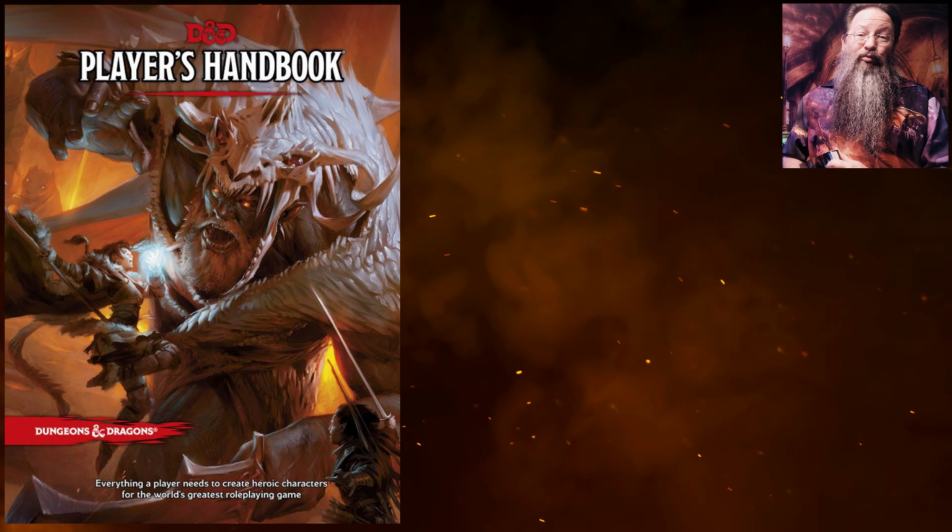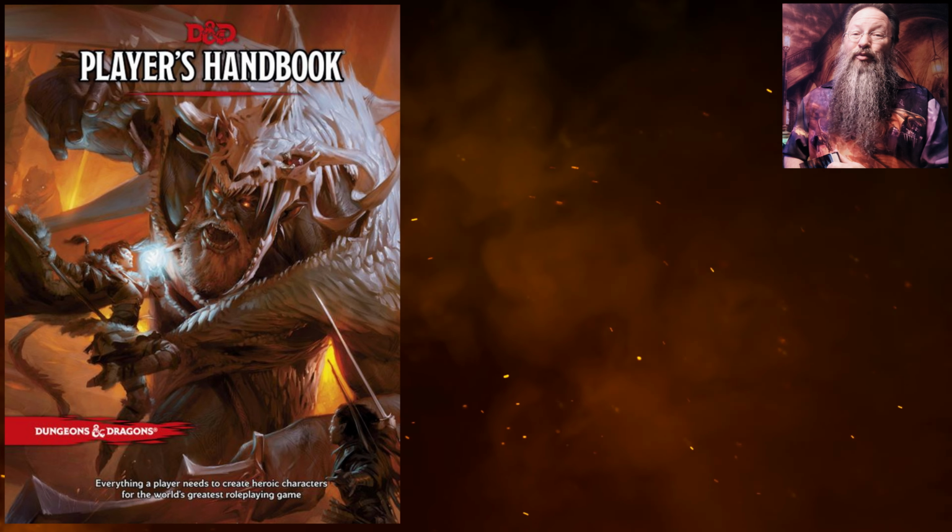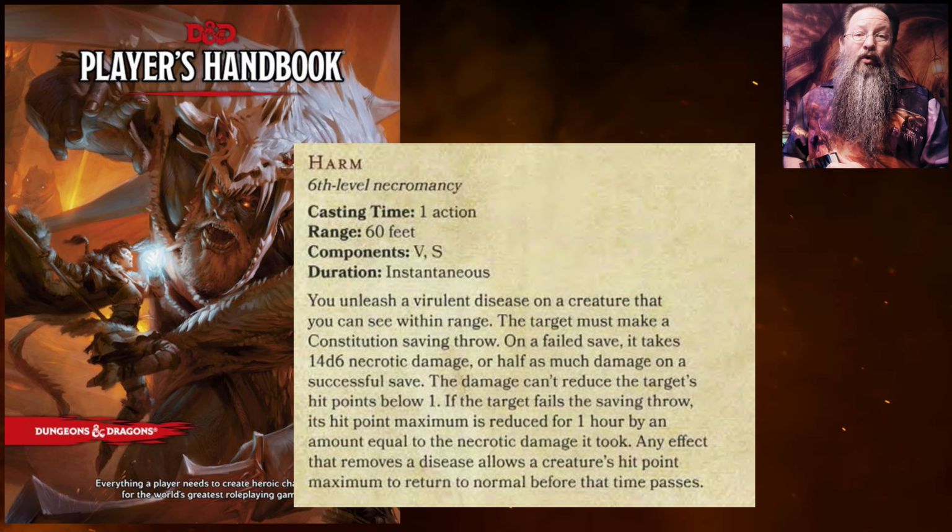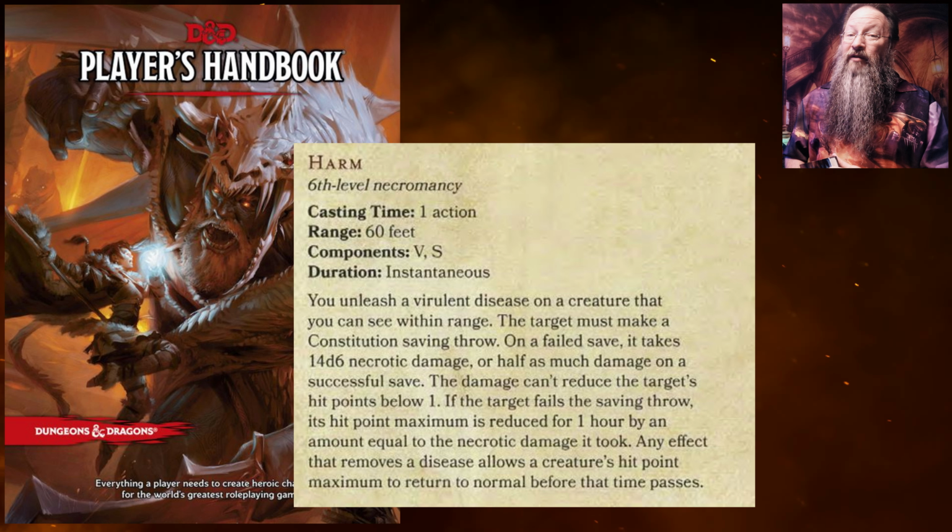5th edition, however, brought back harm, but one of the biggest changes was its range. Where past editions had it so that you had to touch the creatures, 5th edition let you cast it from up to 60 feet away from your target. Another change was that you had to make a Constitution saving throw, and on a failed save, you'd take 14d6 necrotic damage, or half as much if your save was successful.